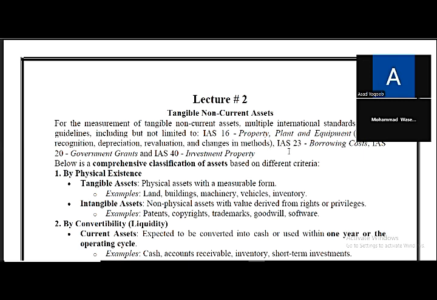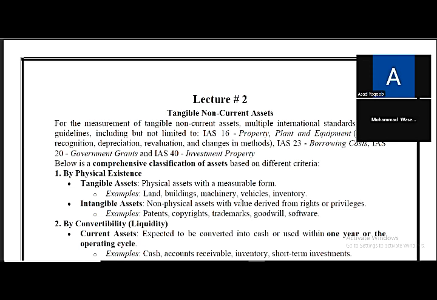Then we have IAS 23, which today we'll be starting, that is related to borrowing cost. Then we have IAS 20, which is related to government grants. We have IAS 40, that is investment property. And I missed one over here, that is IAS 36, which is related to impairments.